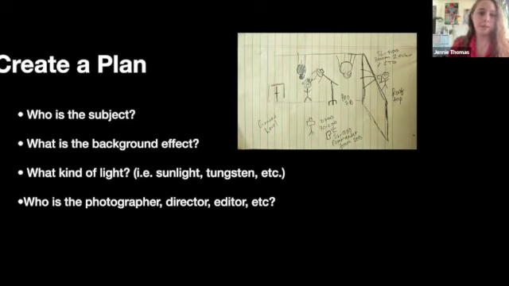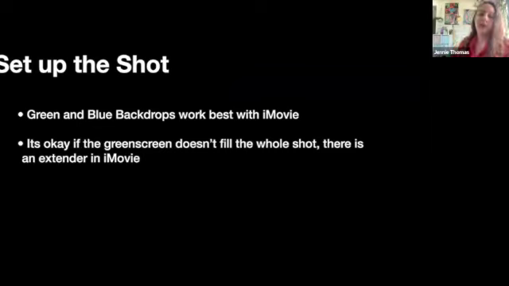All right, so once you create a plan, the next thing you're going to do is set up your shot. Shot is just the word that photographers and videographers use to explain what is going to be in front of the camera or within your picture. Since we are going to be using iMovie, I recommend using a green or a blue backdrop, something that's super bright and isn't a naturally occurring color, because the software works best with those really bright colors.